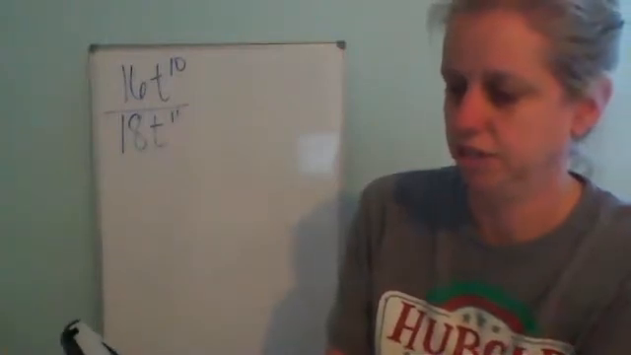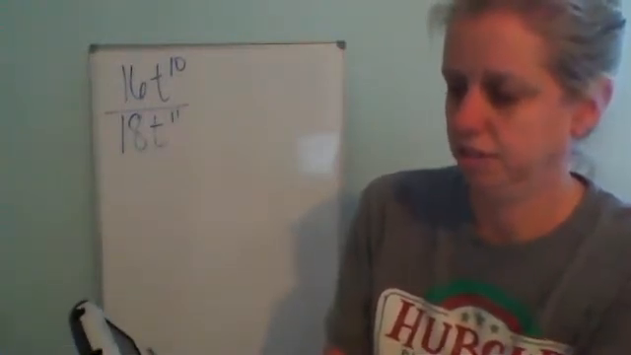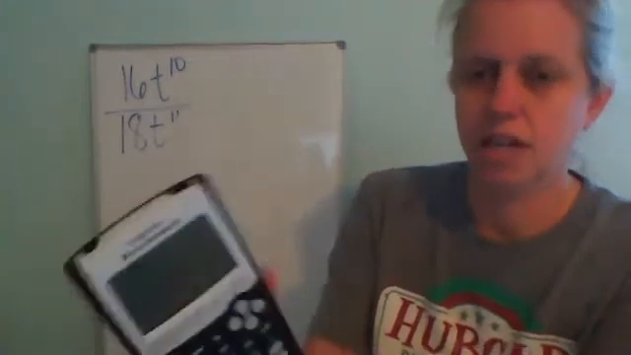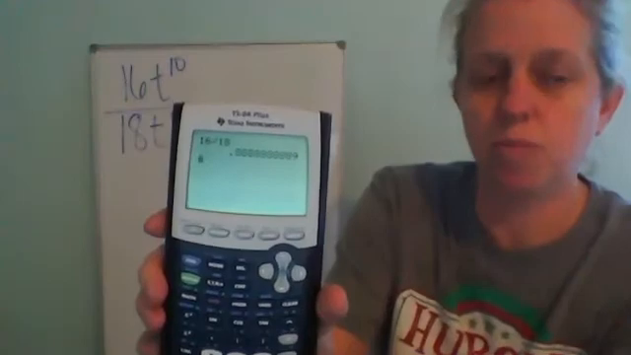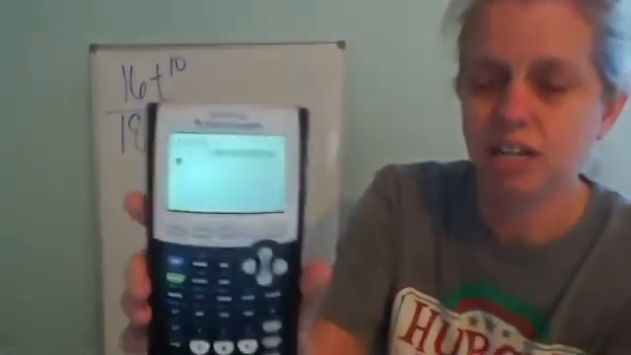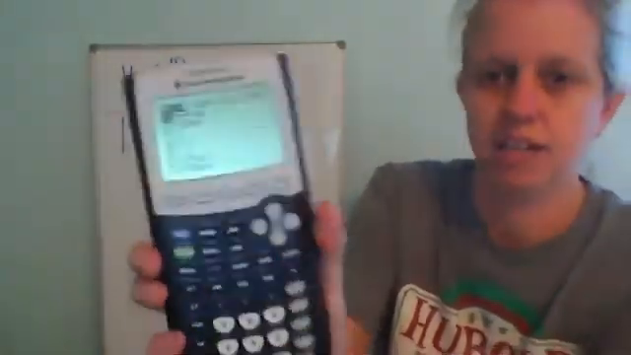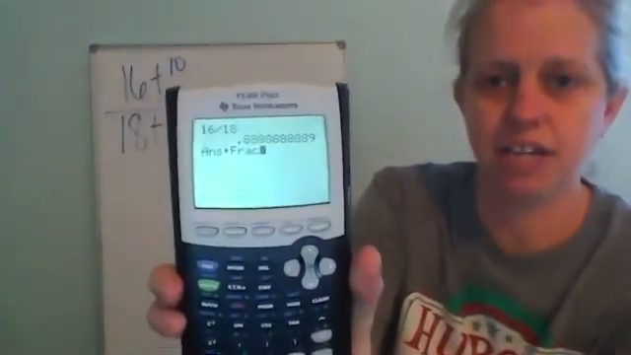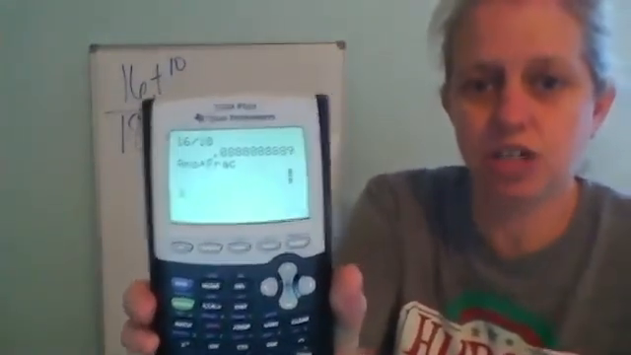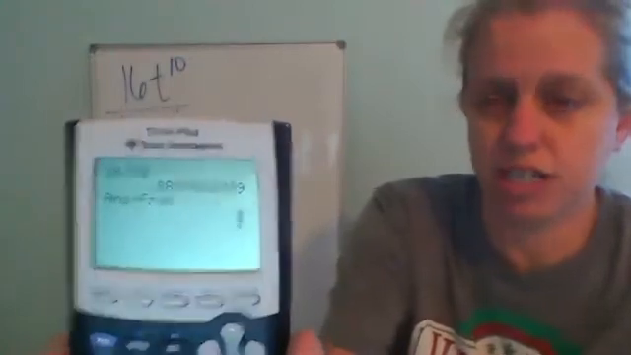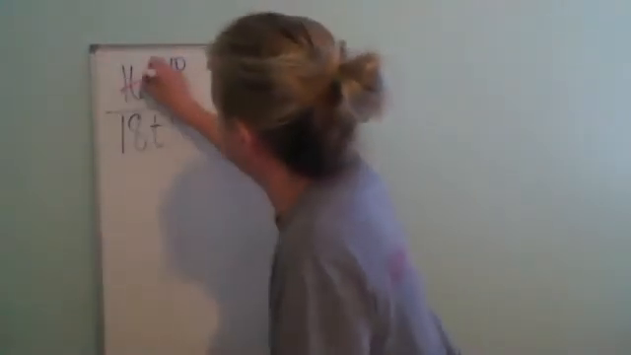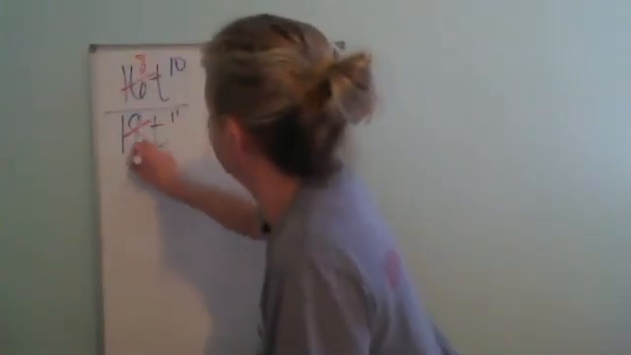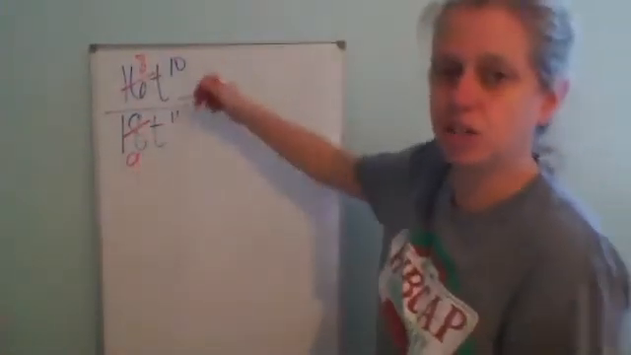Oh, turn it on. So 16 over 18, and then remember, if you want to make this into a fraction, you'll go to math, and then hit enter, enter, and that reduces your fraction for you. So you can see that 16 over 18 will reduce to 8/9. Now we need to do the t part.